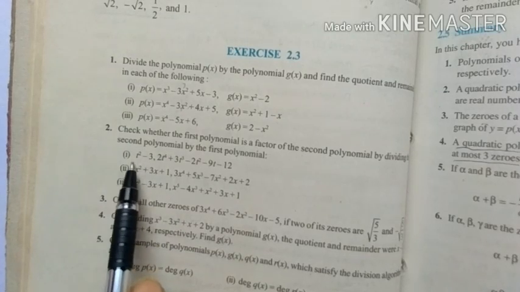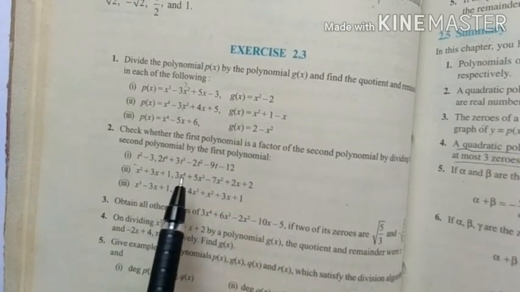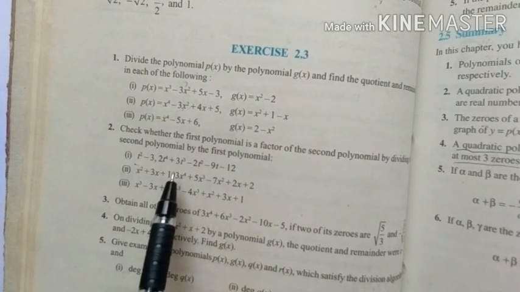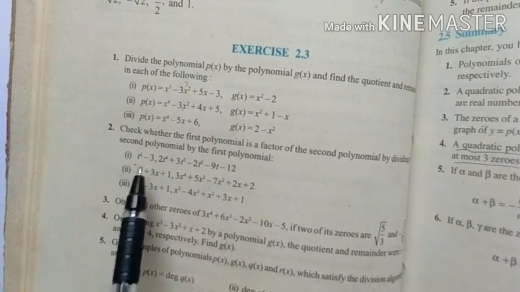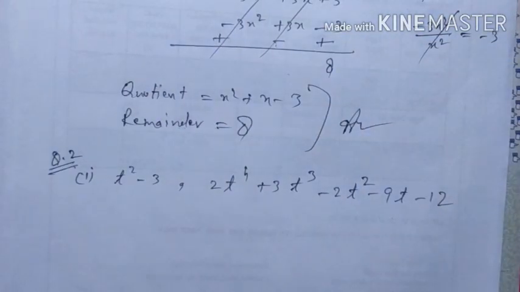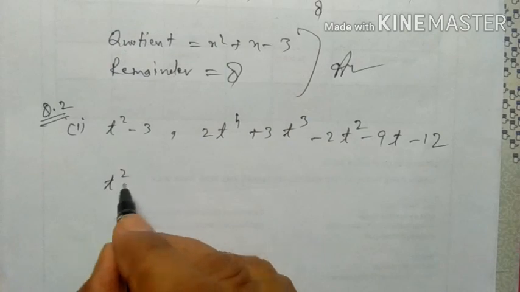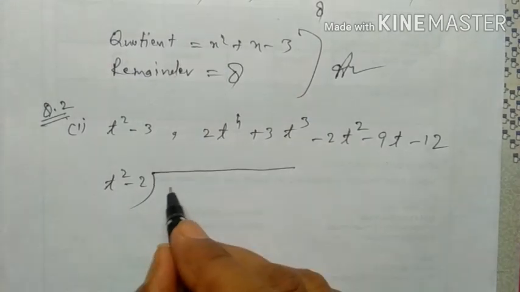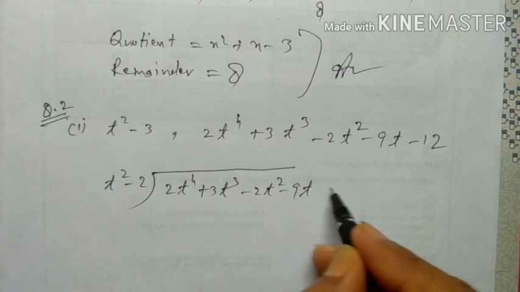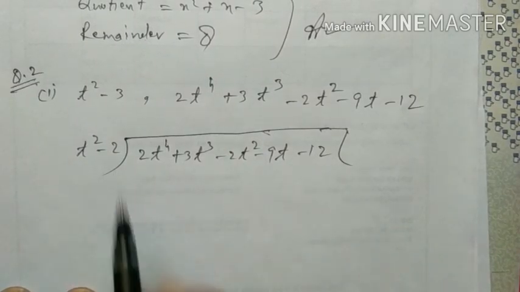So we will divide the second polynomial by the first polynomial. If remainder equal to 0, then this will be a factor of the second polynomial. If remainder equal to 0, then answer will be yes, otherwise no. So now let's start to divide this. This is t square minus 3 and 2t power 4 plus 3t cube minus 2t square minus 9t minus 12. This is in descending order, this is also in descending order.